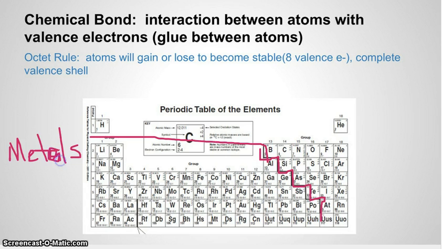And metals, we know, have that low ionization energy. And that tells us that it is relatively easy to remove their electrons. So we talk about gaining and losing electrons. Metals will lose their valence electrons to become stable. And the number they lose is the number they need to get back to be like a noble gas.